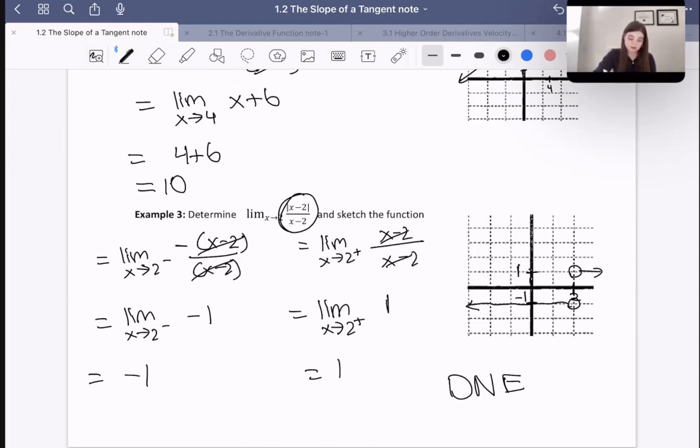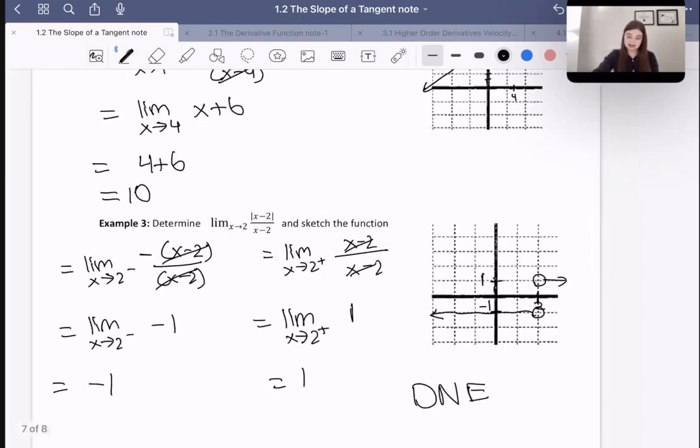Because if x was equal to exactly 2, we would get 0 in the denominator, and we can't have that. We can't have 0 in the denominator. Awesome. So let's try another one. I think I have 3 more examples for you today.